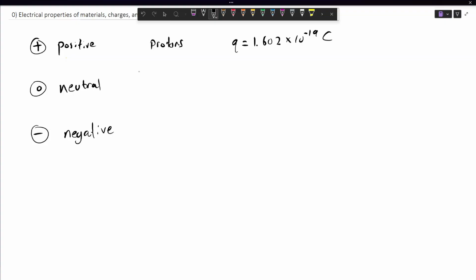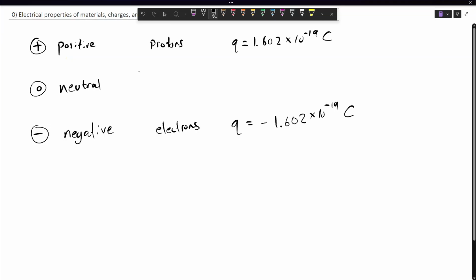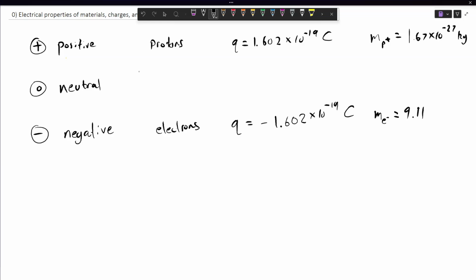But for negative charges, we have these things that we call electrons that have the same magnitude of charge, but this time it's a negative charge, 1.602 times 10 to the negative 19th coulombs. And if we're talking about the masses of these things, the mass of a proton would be, and this is a number you just memorize if you use it enough times, 1.67 times 10 to the negative 27th kilograms, very tiny. And the mass of an electron is, of course, even tinier. These are very, very small particles, 9.11 times 10 to the negative 31st kilograms.